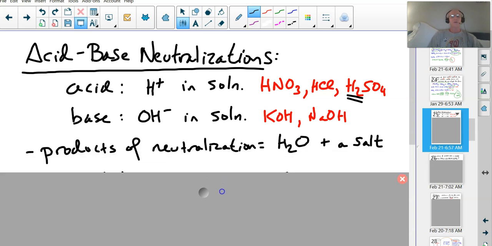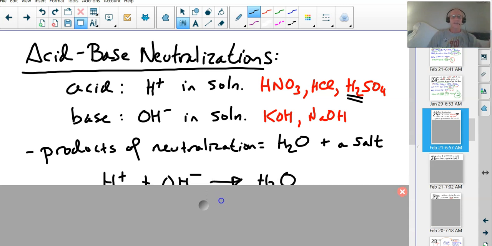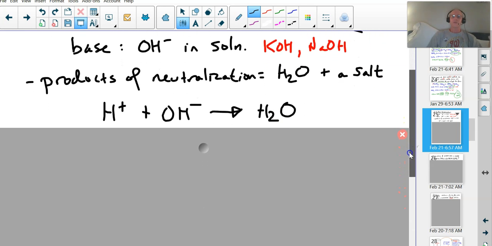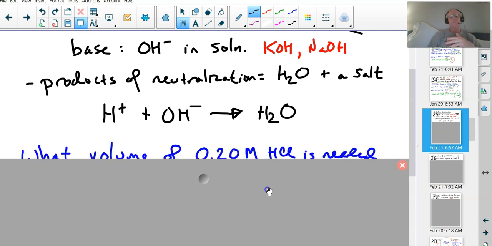Remember, when those two come together and neutralize, they form water, the H plus from the acid and the OH minus from the base, and some other chemical, usually a salt, and it is a double exchange reaction. So again, this is the overall neutralization expression. H plus and OH minus yields water.